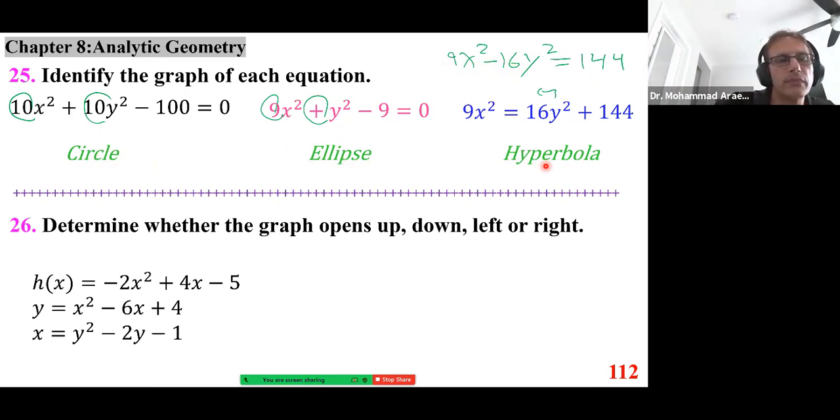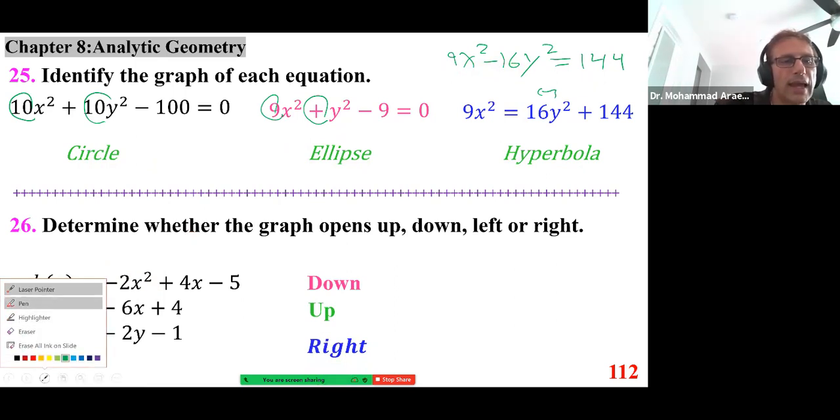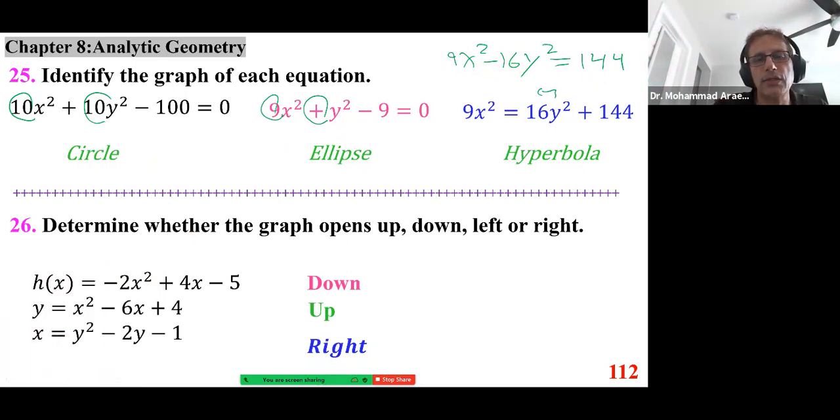Which way do they open? Because of x squared, it opens up or down. Because it's -2, opens down. Because of x squared, opens up or down. Because of 1, opens up. Because of y squared, opens right or left. Because of 1, opens right. In other words, the thing you probably want to add, in this case, a equals -2. In this case, a equals +1. In this case, a equals +1.